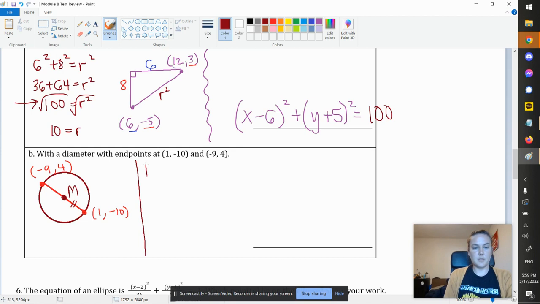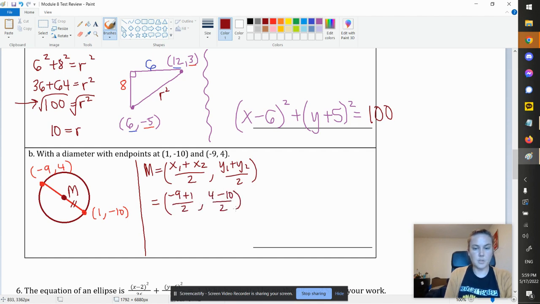So let's do the midpoint formula first. The midpoint formula says add both the x's together and divide by 2, taking the average, and add both of the y's together and divide by 2, aka the average. So here we've got negative 9 plus 1 over 2 and 4 plus a negative 10, which is subtraction. Negative 9 plus 1 is negative 8. 4 minus 10 is negative 6, which means the center of the circle is at (negative 4, negative 3).